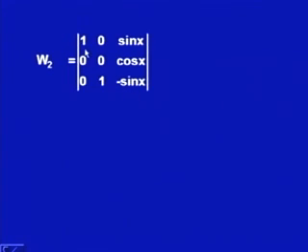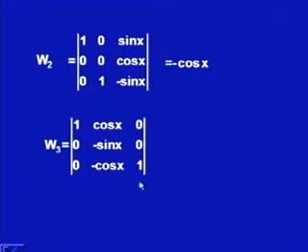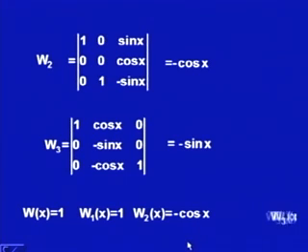Now, if I just expand with respect to the first column, I would get it as cosine minus cosine x. W3, the first two columns are as such, the third column 0 0 1. Again, expanding with respect to the first column, I would get minus sin x. So, what we have got? We have got Wronskian as 1, w1x as 1, w2x as minus cosine x and w3x as minus sin x.